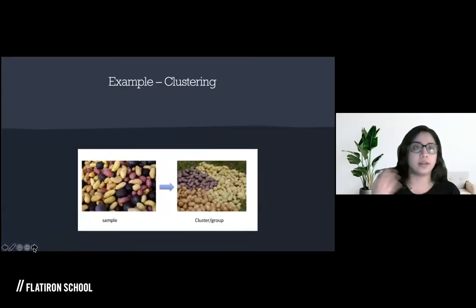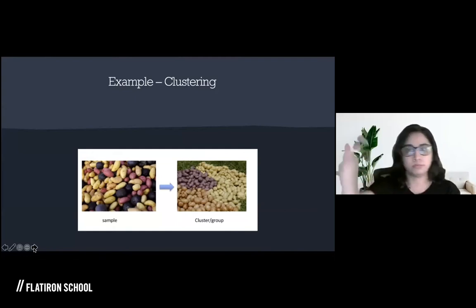Now, if you want to visualize how clustering looks in real life, this is an example for you. We have a sample, and you can see there are 3 different colors of potatoes present here. They are then resulted into clusters where similar groups are present together. So now we have 3 clusters in the final output.